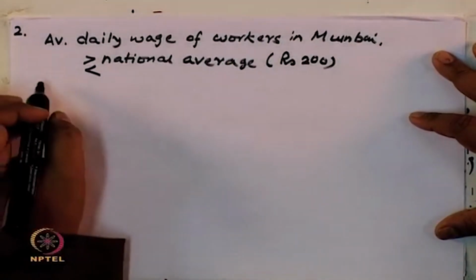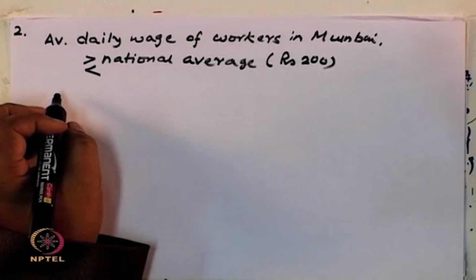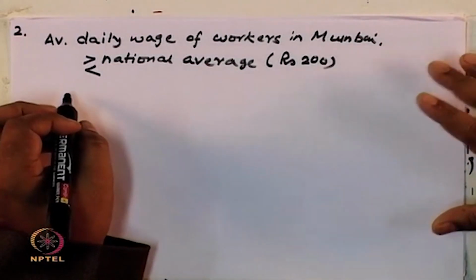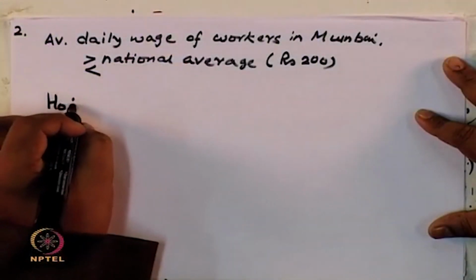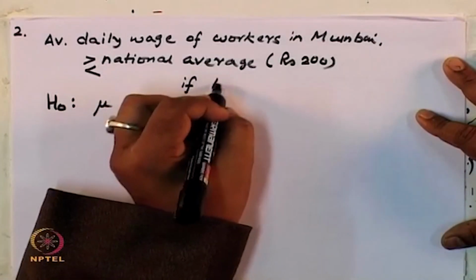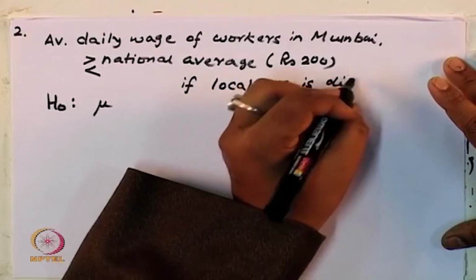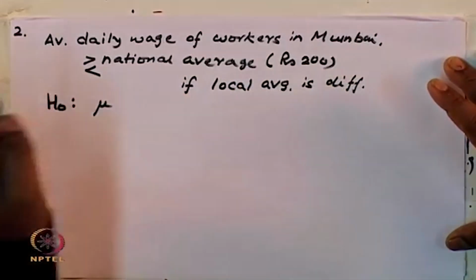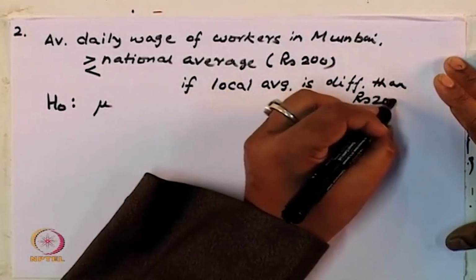When you try to prove the alternate hypothesis, it is always easier to do so by proving the null hypothesis is false. So, we always begin with a null hypothesis. We want to basically prove if the local average is different. Different means either greater than or lesser than the national average of rupees 200.